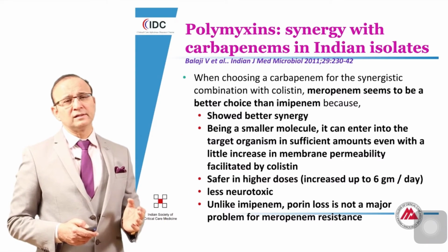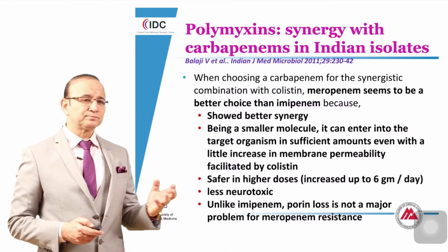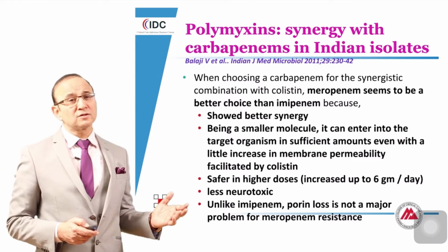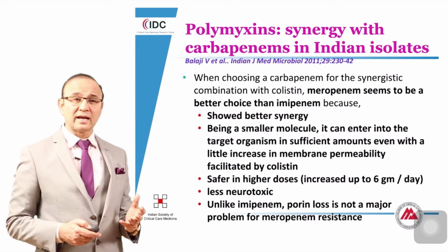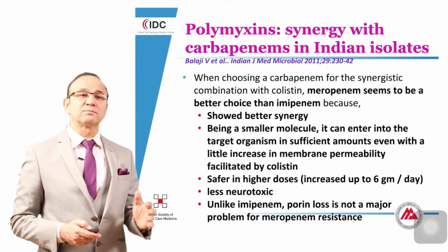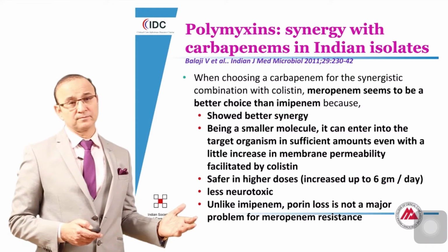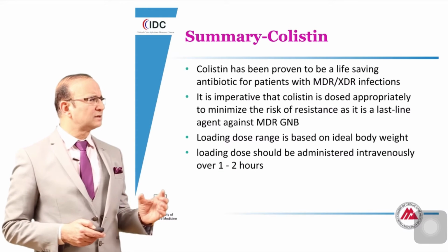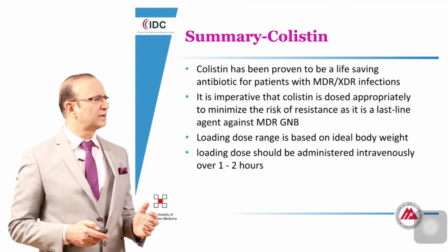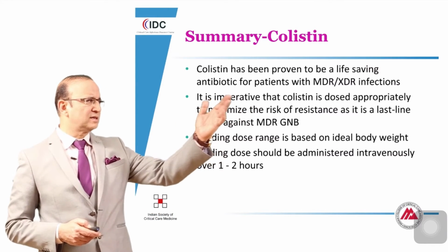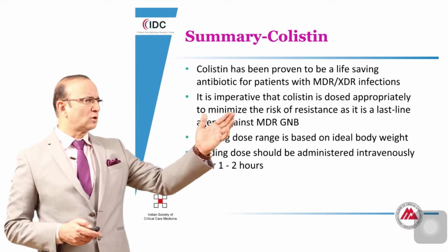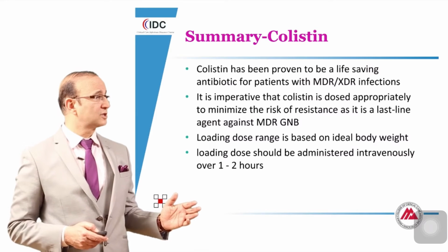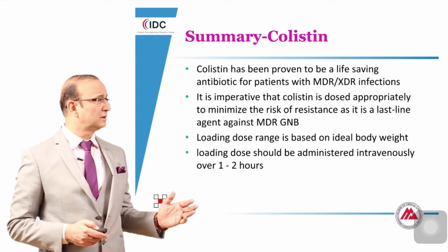See, when you combine the colistin with the meropenem, the permeability of this drug because of colistin is increased. That is one of the mechanisms which is proposed, the reason why colistin plus meropenem show a better outcome than the colistin alone. So to summarize about colistin, it has been proven to be a life-saving antibiotic for patients with MDR and XDR infection. It is important that colistin is dosed appropriately to minimize the risk of resistance, as it is the last line agent against MDR gram-negative bacteria.